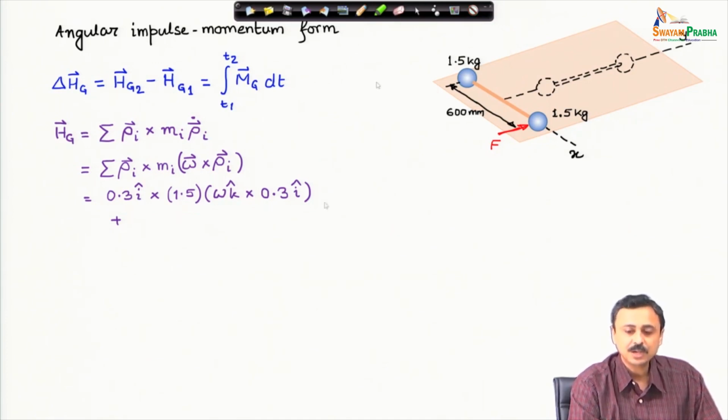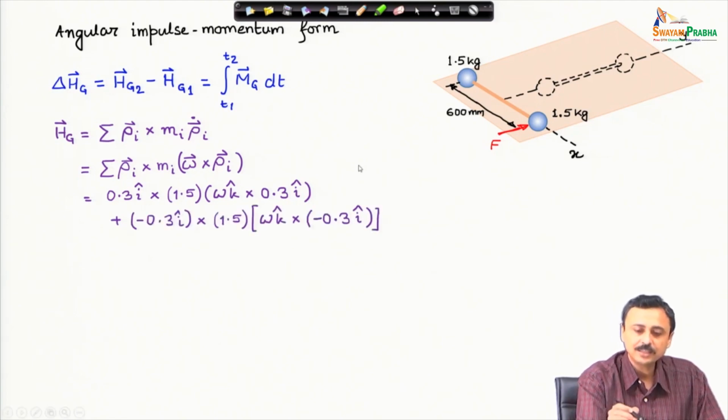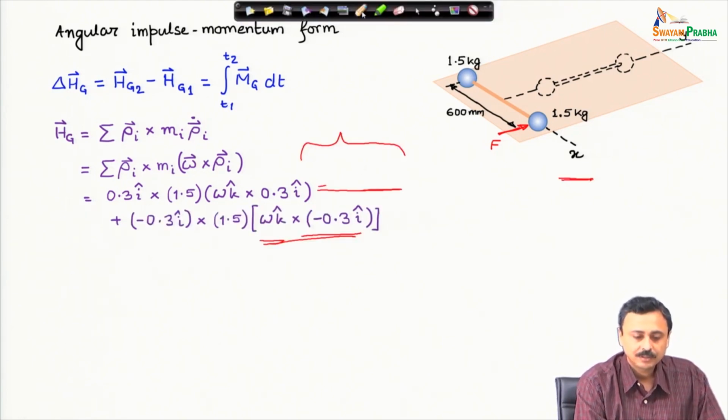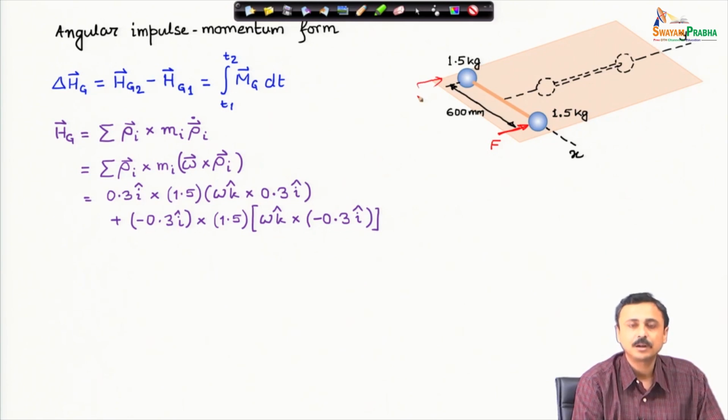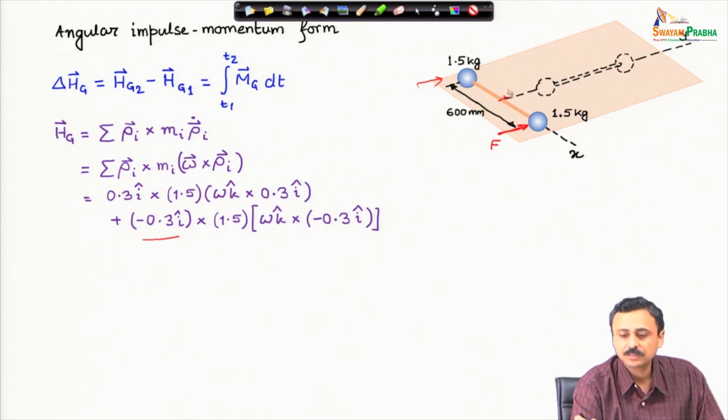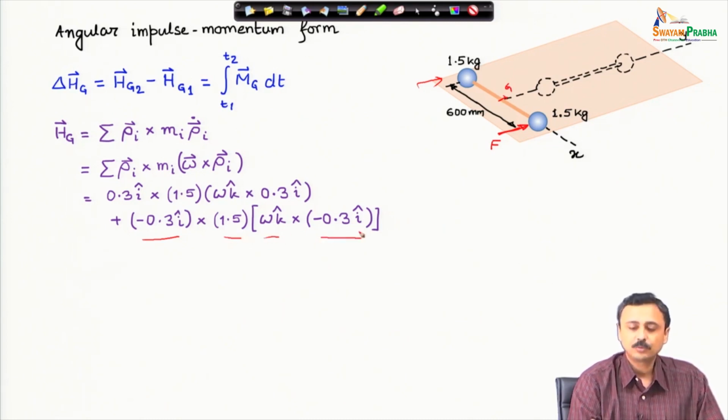This is for the first mass, and similarly I can write for the second mass. In this case, the position vector for the second particle, this one, is minus 0.3 i cap from the center of mass, this is the center of mass, cross this is the mass value, omega k cap cross once again minus 0.3 i cap.